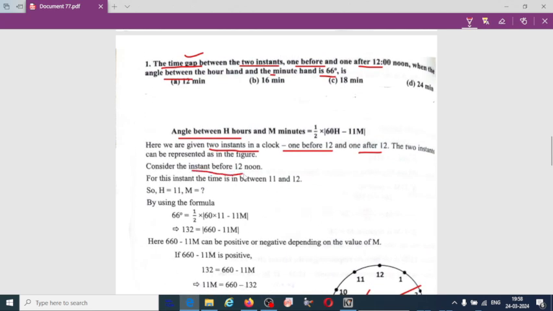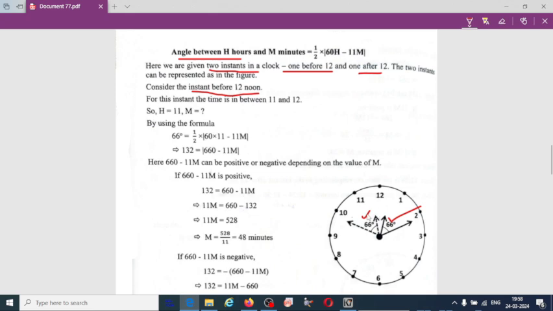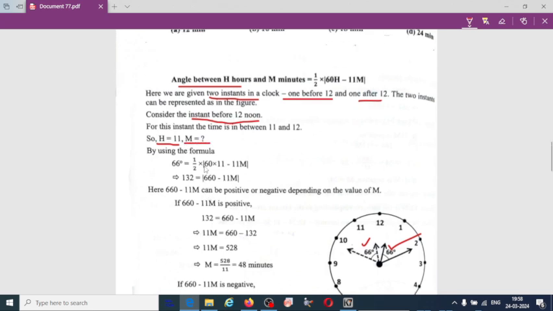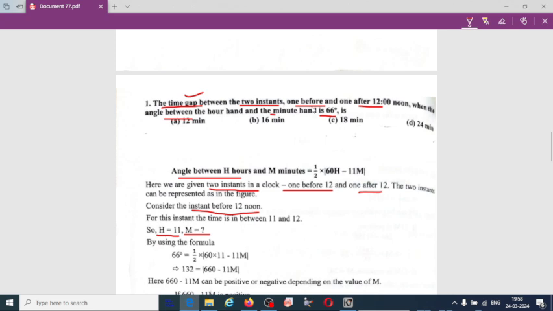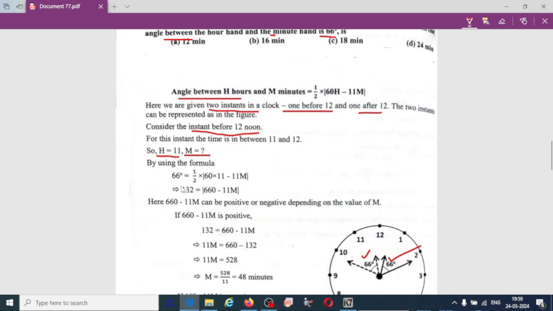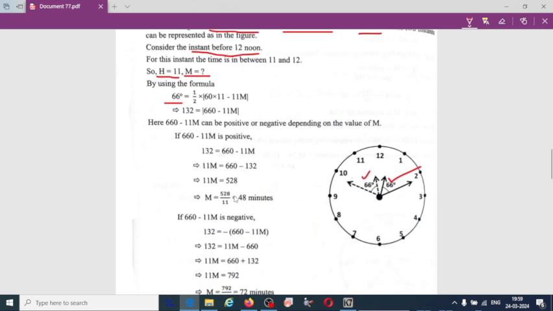Then consider the instant before 12. So before 12 means the angle between 11 and 12, 66 degree. Here they have given hour, so minute you should find out. So what is the question? One before and one after 12 noon. By using the formula, substitute angle and substitute hour, calculate minute.